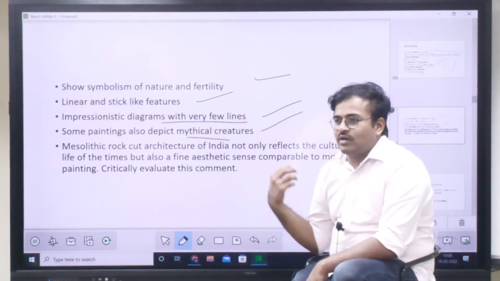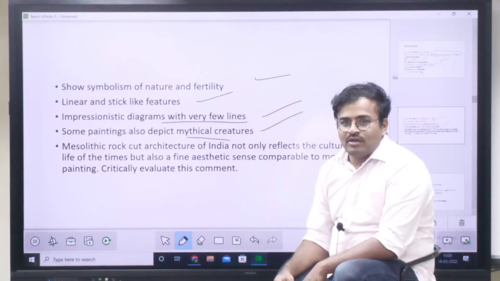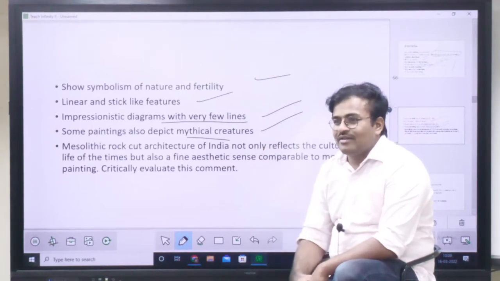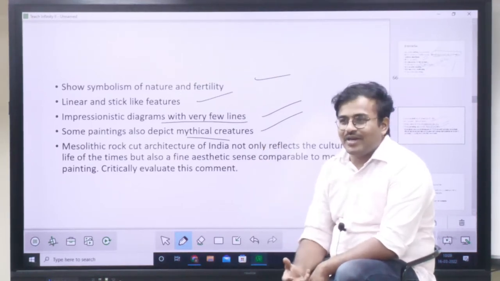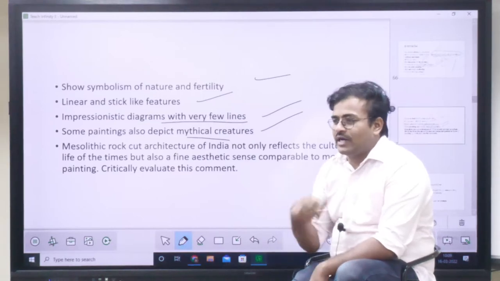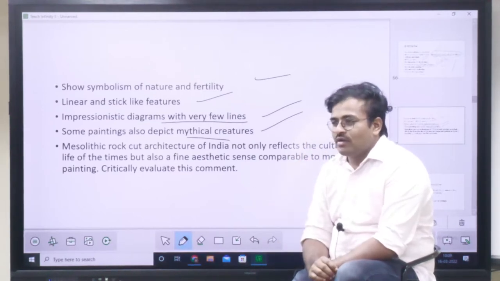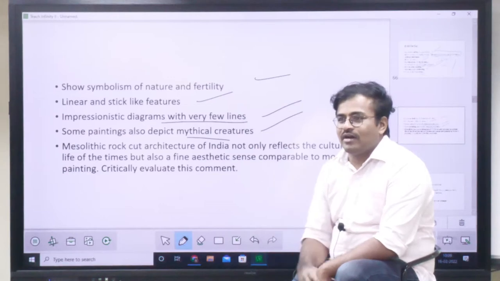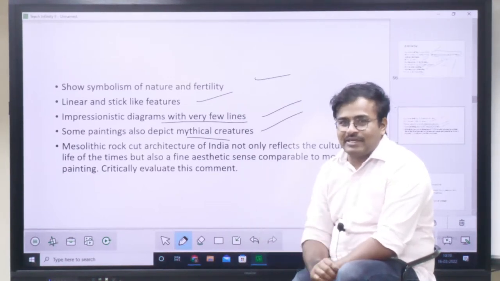All of these caves are natural caves which are formed in the Madhya Pradesh region. Did they build any big architecture? Mesolithic people are essentially a group of tribal people. They did not have any architecture of their own. But somehow it slipped the examiner's eye and it came into the examination.